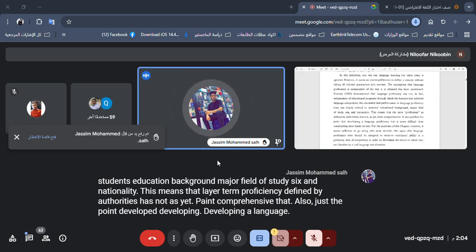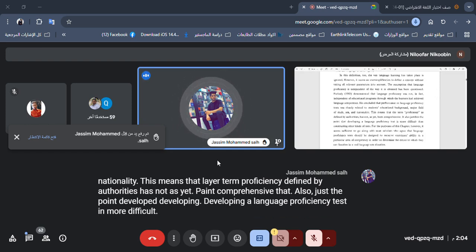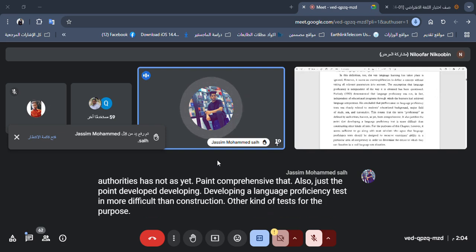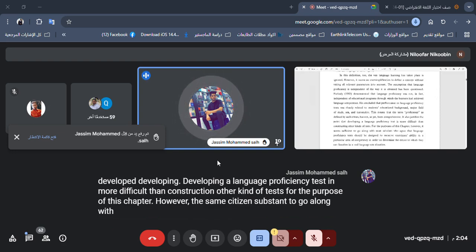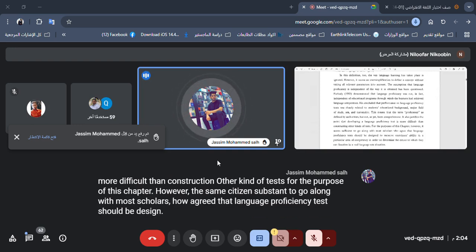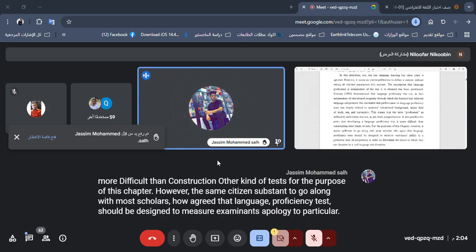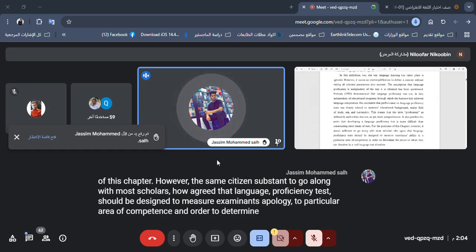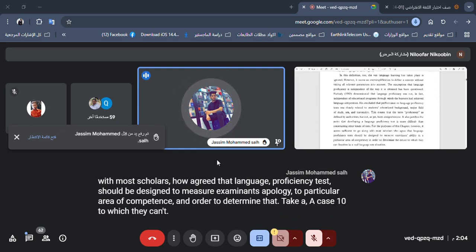It also highlights the point that developing a language proficiency test is more difficult than constructing other kinds of tests. For the purpose of this chapter, however, it is sufficient to go along with most scholars who agree that language proficiency tests should be designed to measure examinees' ability in a particular area of competence in order to determine the extent to which they can function in real language use situations.